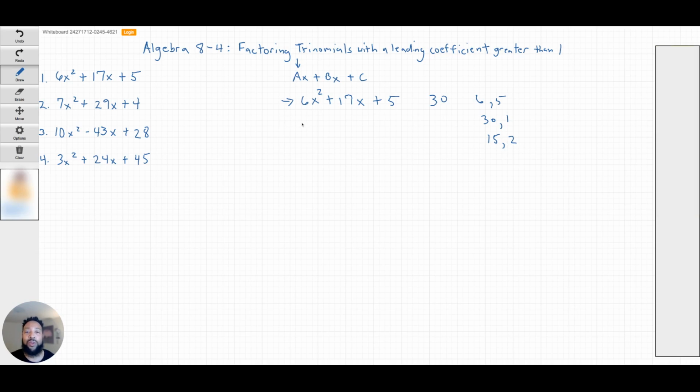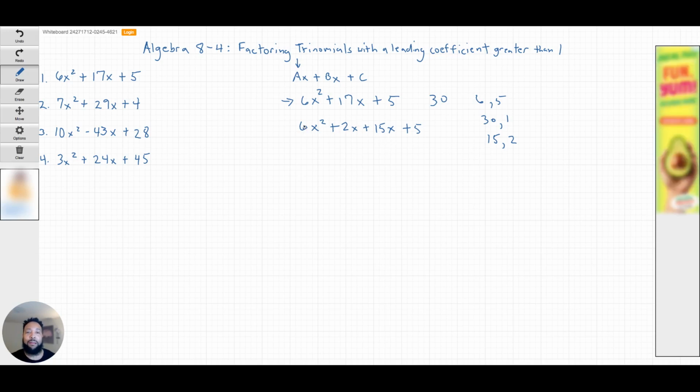So what we're going to do is rewrite this problem, 6x squared, where we break it up and use these coefficients to match exactly how the problem is. So we have 6x squared, but we want to represent the 17x differently. So we're going to say it's 6x squared plus 2x plus 15x plus 5. Now this is the same problem. I've just broken up the 17x into 2x and 15x.